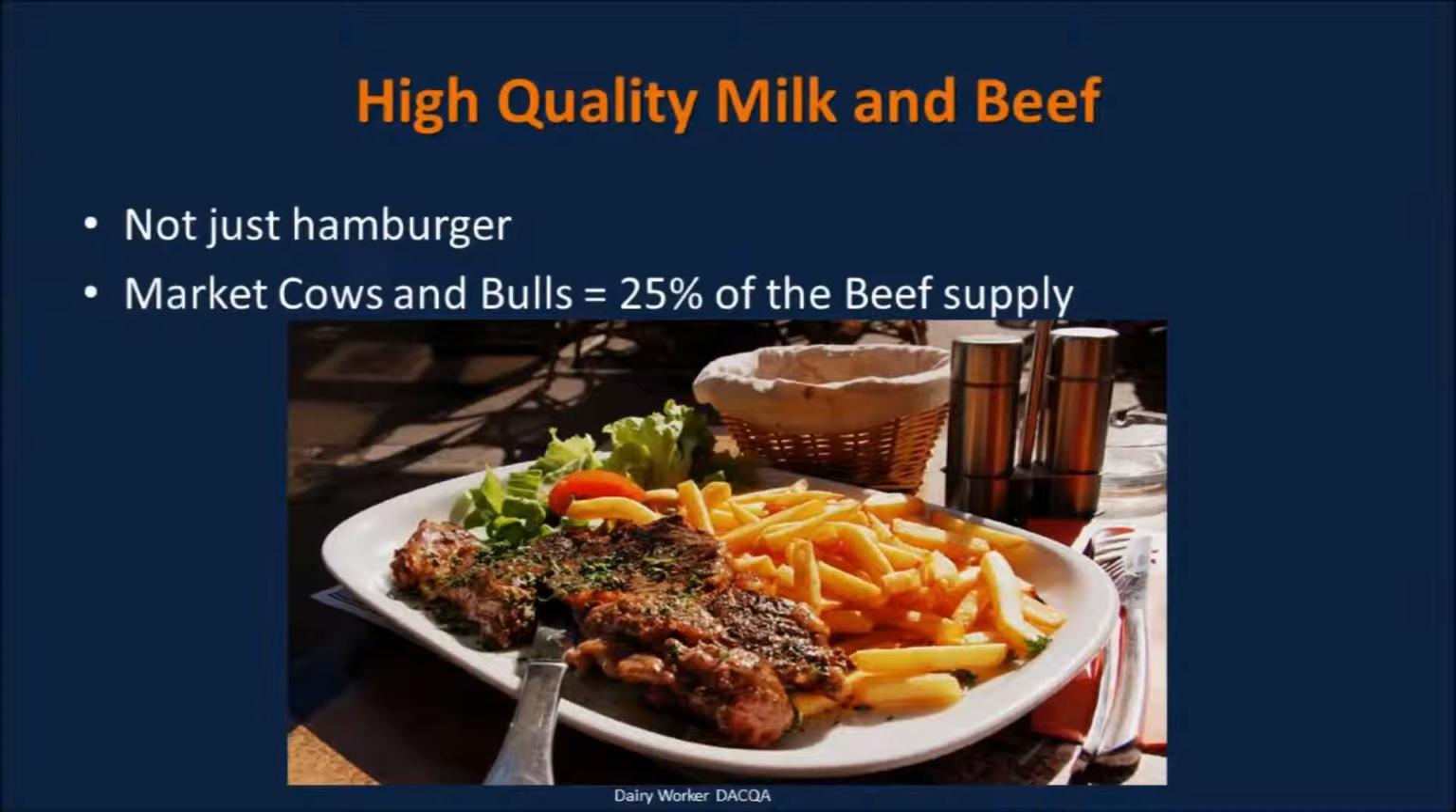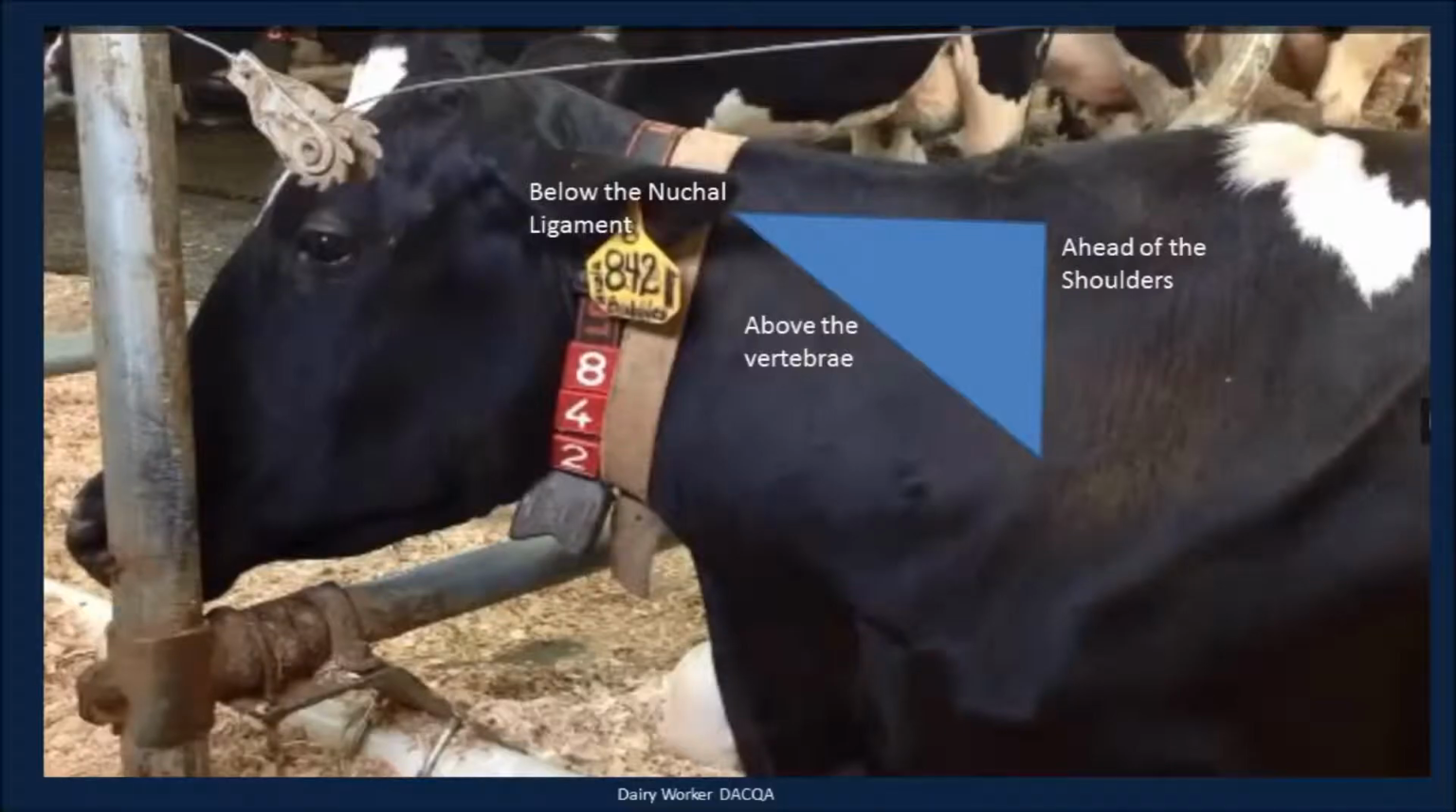25% of the beef supply comes from market cows and bulls. So we need to start thinking as dairy animals is not just hamburger anymore. If we are going to do this, we need to place our injections in the neck region of the cattle. The reason we place them in the neck region is that few cuts come from this area.